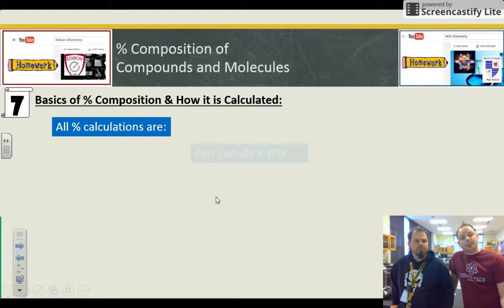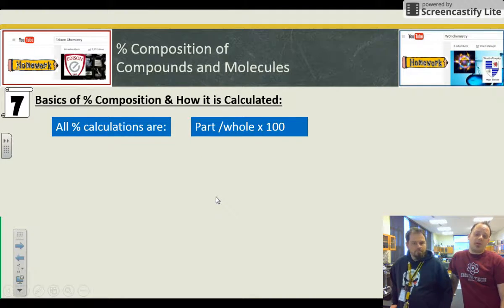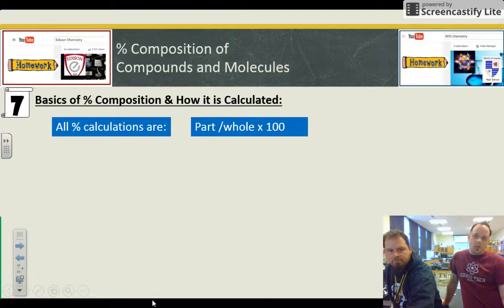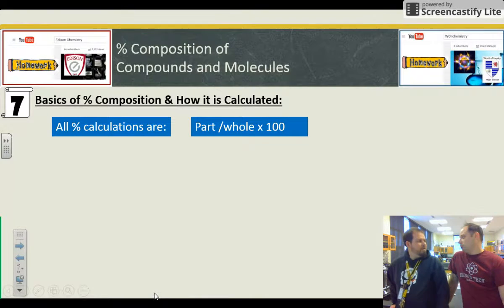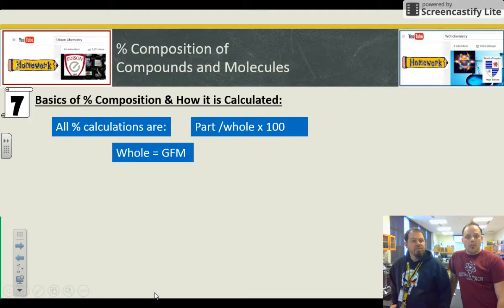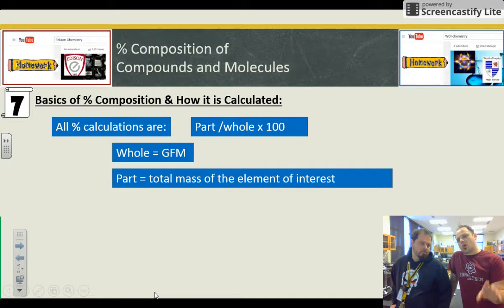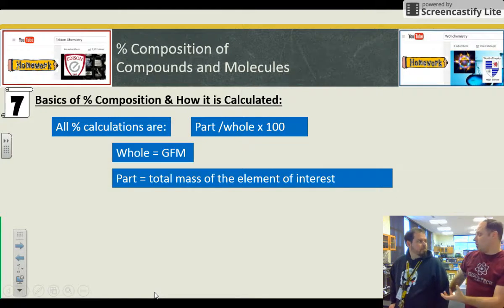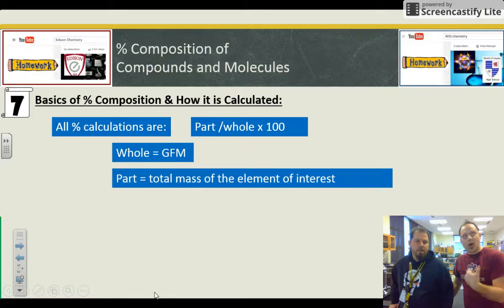Let's hit it up real quick. All percent calculations are, like I said, part divided by whole times 100. Pretty basic. In this case, though, the whole is going to be that gram formula mass, the GFM, that we learned to calculate a few videos ago. Because what we're figuring out percentages-wise is what percentage of a mole of a compound is due to hydrogen, oxygen, nitrogen, like one part of it.